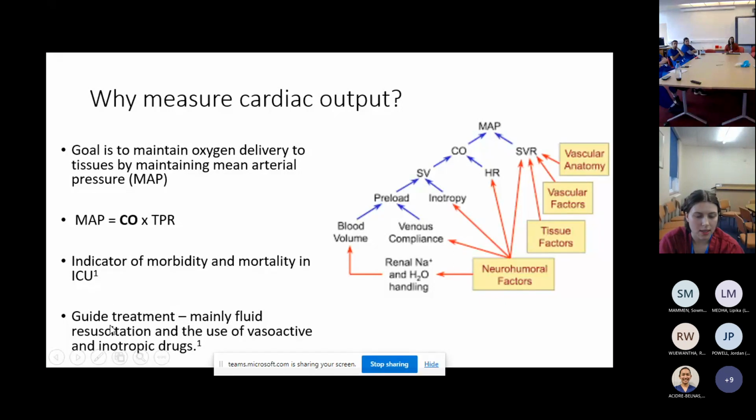The second way we can use it is to guide treatment. A lot of these shocked patients are going to come in for blood pressure support, so they're going to be on vasoactive inotropic medications. And using the cardiac output and also parameters associated with it, we can actually guide the use of these medications. Depending on what kind of effect we want it to have on the body, we can choose the right drug to start with, and then also monitor the effects of these drugs by monitoring the change in the cardiac output over time as well.